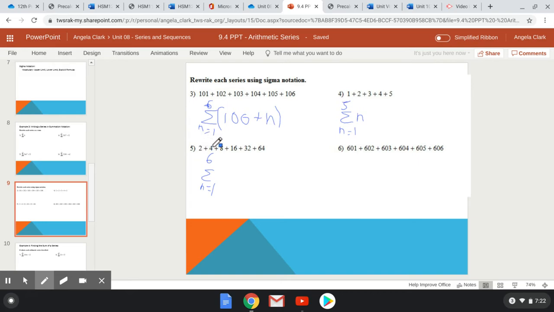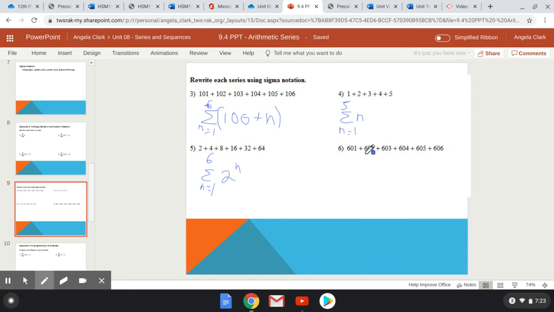It's 2 to the 1, 2 to the 2nd, 2 to the 3rd, 2 to the 4th, right? It's going up 1 each time, just like the term number. So this is just 2 to the n. The arithmetic sequence formula would not work on this because this is not an arithmetic sequence. So we have to look at this, recognize that these are powers of 2, and figure out what the exponent is supposed to be.